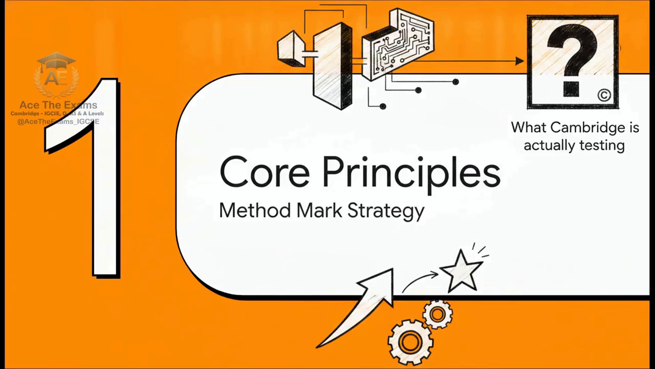Let's move to our first section and see how building a solid theoretical foundation is your absolute first step to success. We need to understand the architecture of what Cambridge is actually testing. It's time to break down those computer science-specific assessment objectives. You see, top-performing students don't just write, they structure. They use what we call the PEAL framework. That stands for point, evidence, explanation, and link.